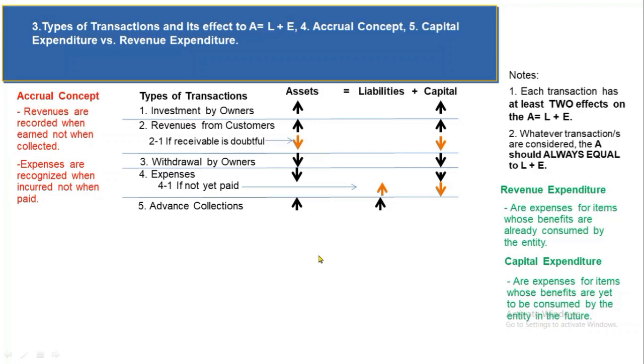And by the way, these advance collections are technically known as deferred revenues, the opposite of accrued revenues. Remember, in the past I said that in accrued revenues, the customers are late in paying. But in deferred revenues, it's not the case. The customer pays in advance. But in the moment that you have already earned those payments, you're just going to deduct the liabilities and you are going to add to the capital account because these are already considered as revenues.